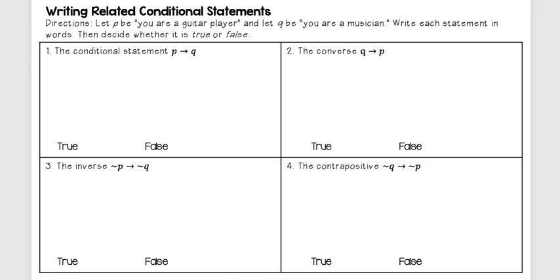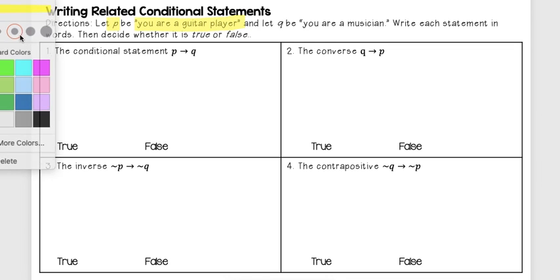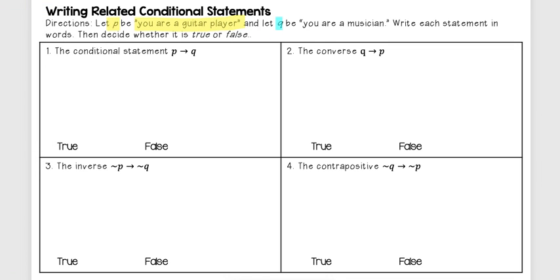Okay, so for this example, we're going to write a conditional statement given our hypothesis and our conclusion, and we're going to write all four of these. So I see that my P is you are a guitar player. That's my hypothesis, and my conclusion, Q, is that you are a musician. Looking at this first one, I want to write the conditional statement, and it already gives you that rule there. So if P, then Q.